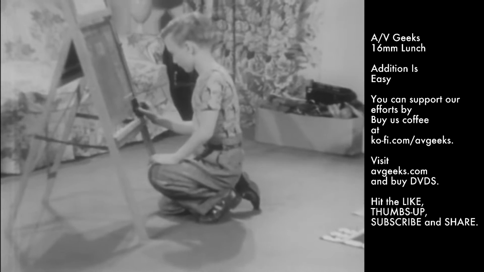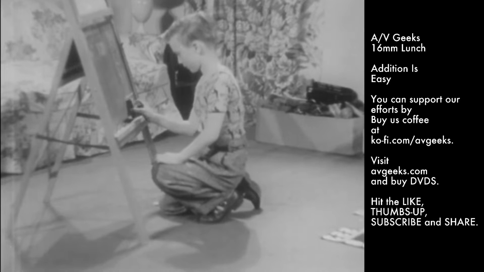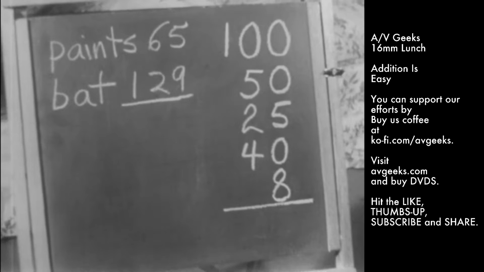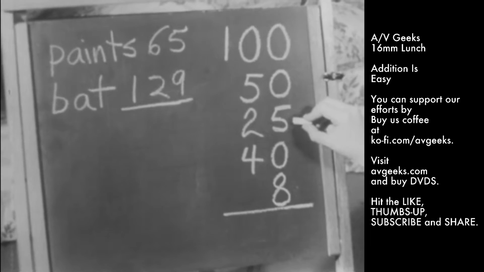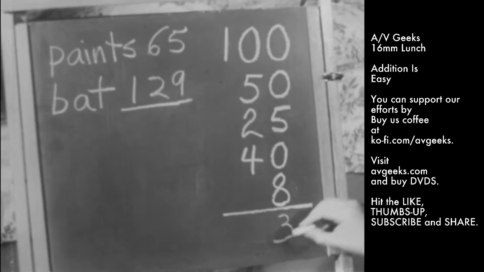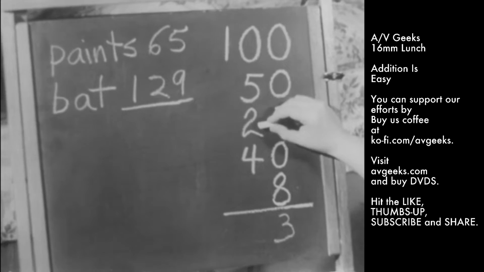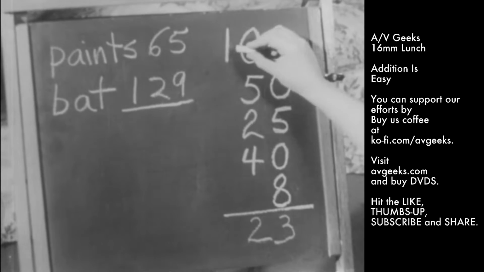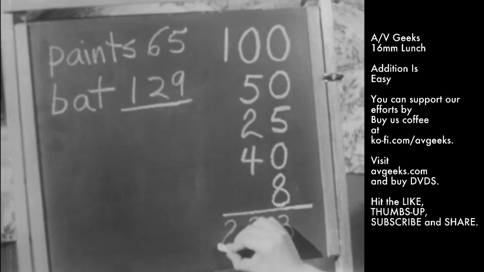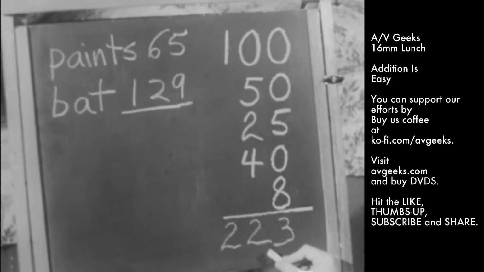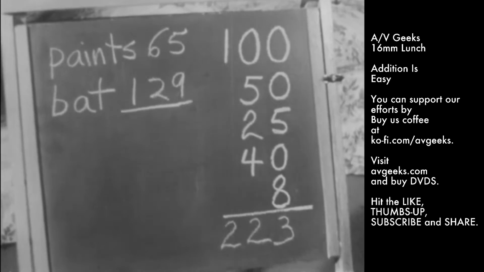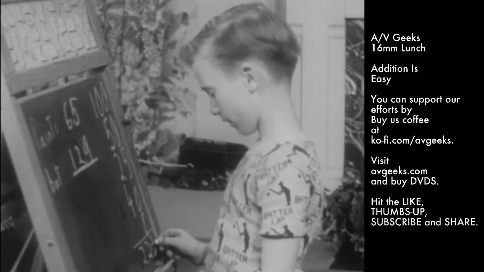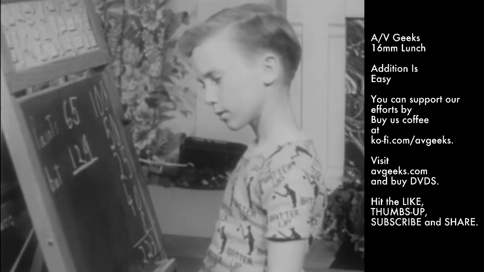Now Billy wants to check, to make sure he didn't make a mistake. He added from the top to the bottom, so this time Billy will add from the bottom. 8, 13. 1, 5, 7, 12. 1, 2. And now Billy has 2 hundreds and 2 tens and 3 units. That's the same as 223 pennies. Is that enough to buy the paints and the bat?